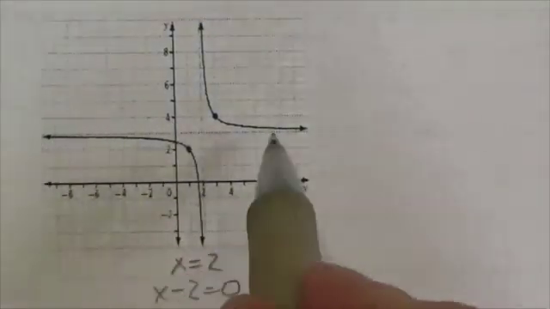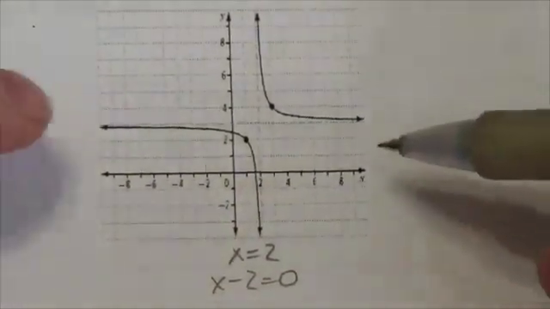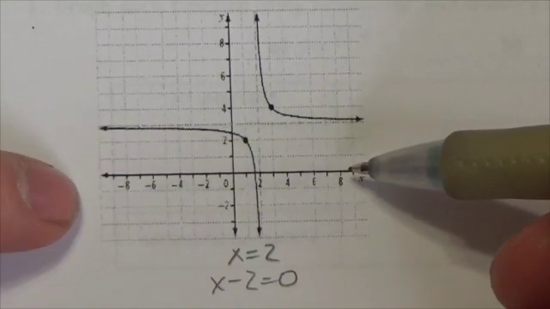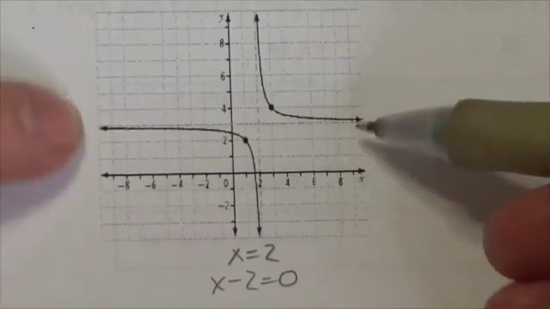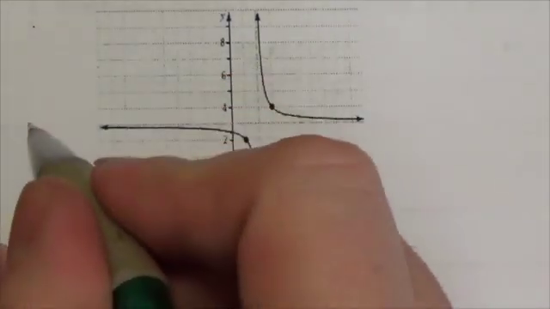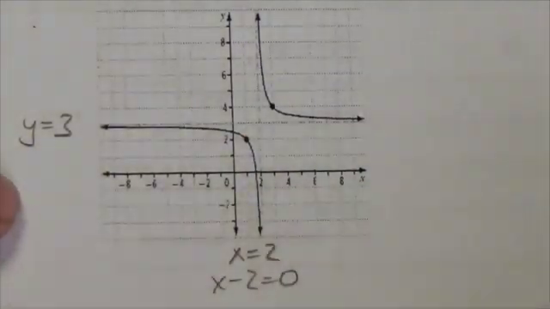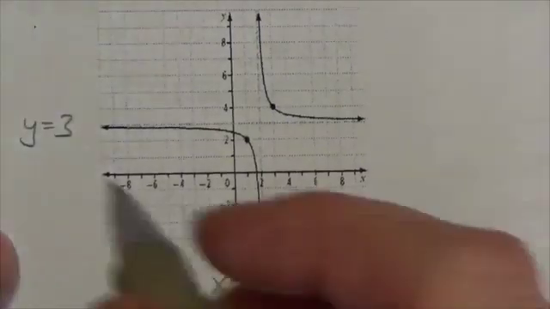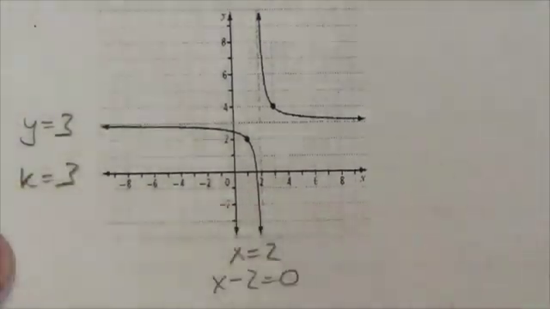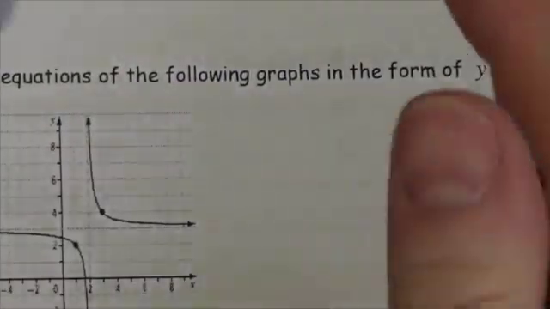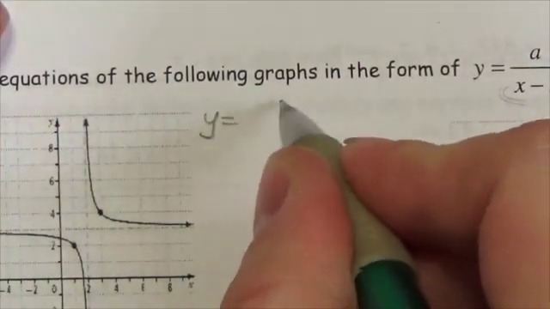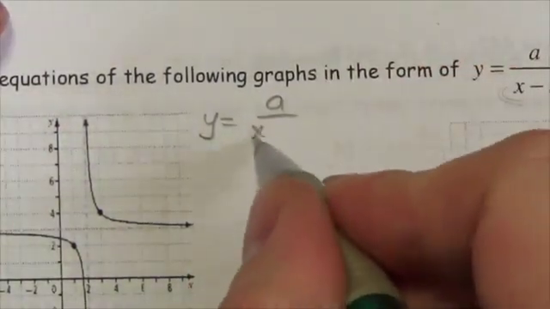I know right here that my horizontal asymptote, which should have been on 0, has been moved up 3. So in this case, y is equal to 3. Now, up 3 is going to correspond with my k value there. So I know right here that k is going to equal 3. So where this leaves me right now is at this point: I know y is equal to a, which I don't know yet, over x minus 2.